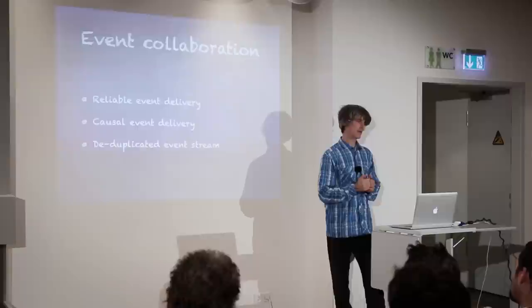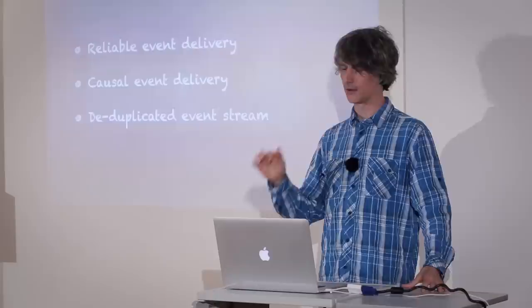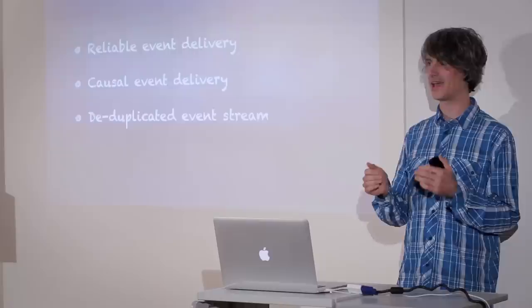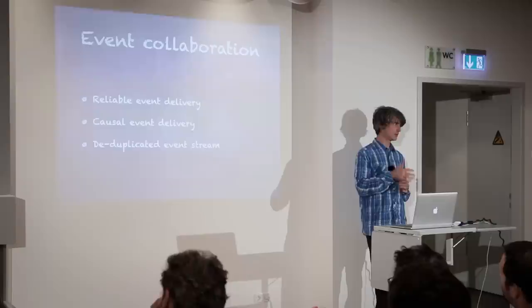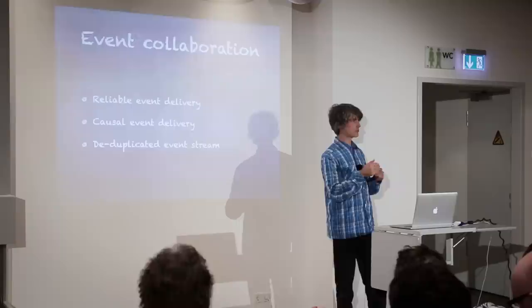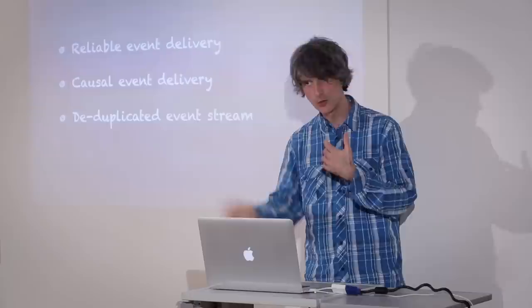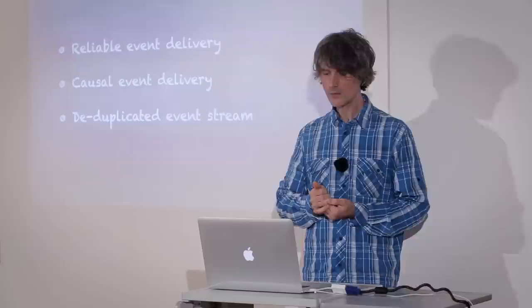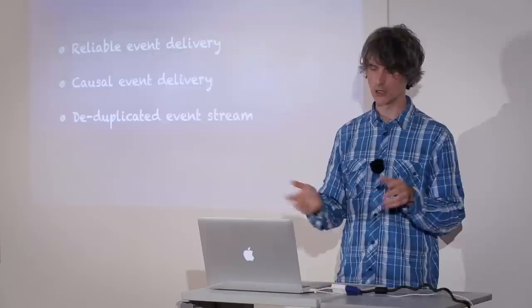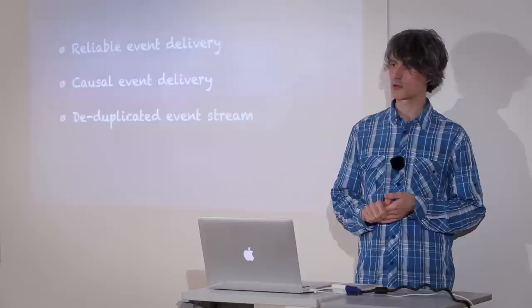The properties of event collaboration in Eventuate are not only reliable event delivery, the services can also rely that they receive all events in proper causal order. So these services will never observe an effect before its cause. And by reading from the replicated event log, they also have the guarantee that they will never read a duplicate. Of course, when they restart and read the log again, you can see this as a duplicate. But if you have service state only in memory, this doesn't matter.